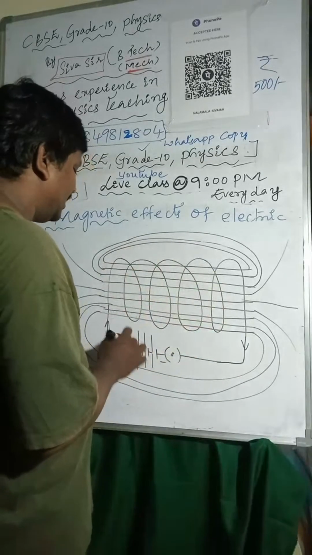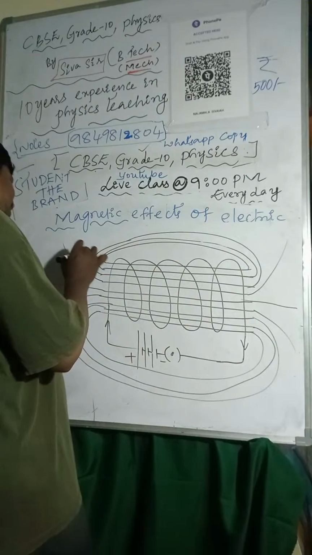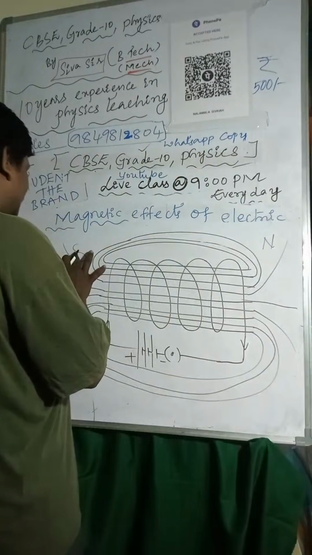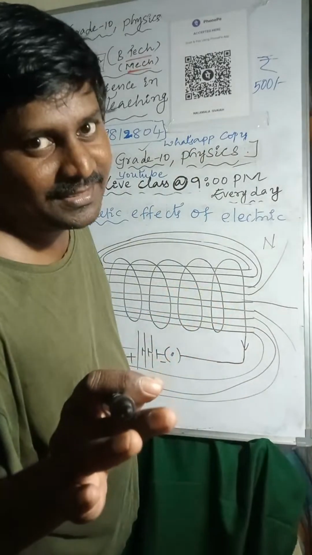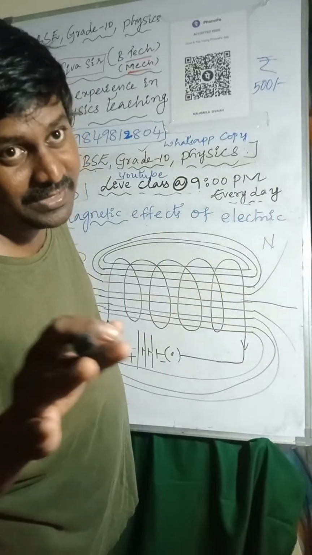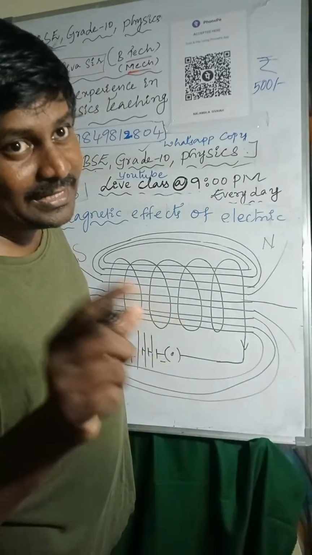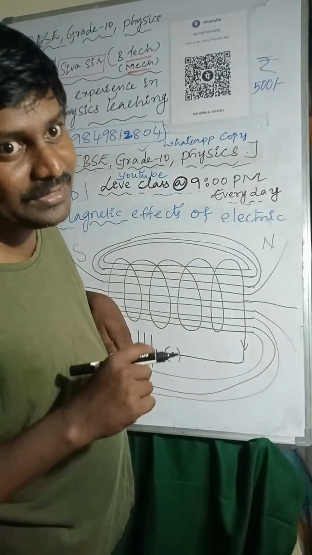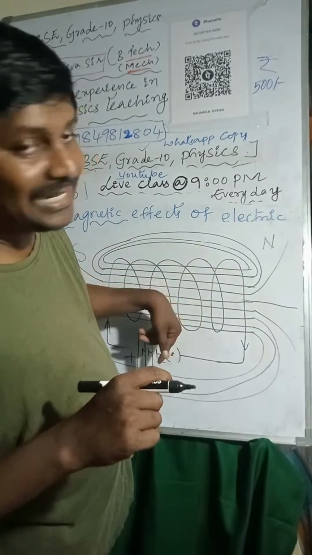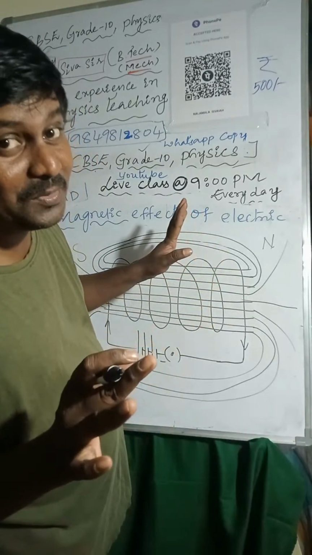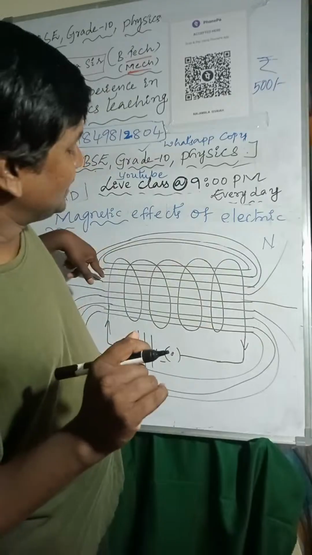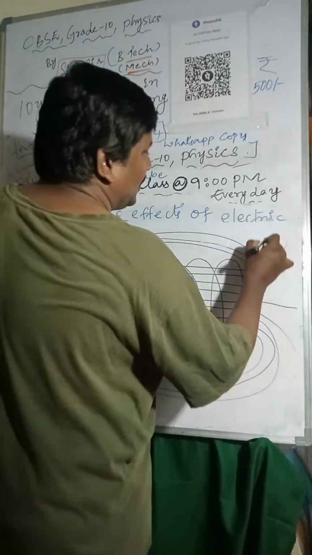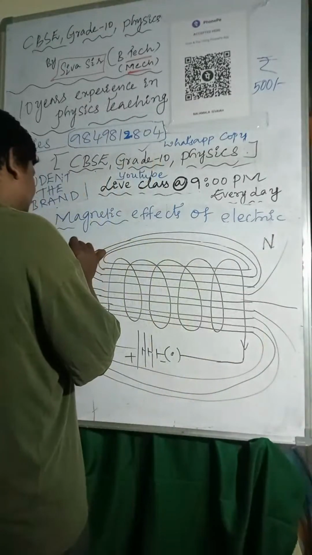Direction is very important. So I'm taking this as south and this as north. I'll tell one secret, keep it with you only, don't share it with anyone. The secret is, if the current is passing into the conductor at a side, we have to take that side as south. If the current is leaving at a side, that is called the north pole. Keep it safe. This side is south and this side is north.